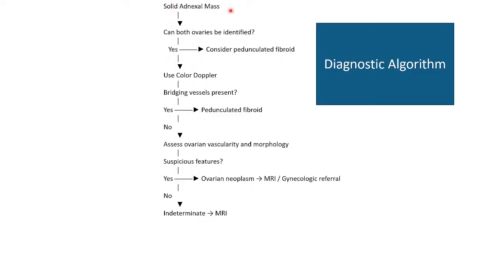Solid adnexal mass: can both ovaries be identified? So you're asking yourself the questions and answering them. Yes or no? If both ovaries can be identified, then consider a pedunculated fibroid. If not, use color Doppler. Bridging vessels present? If yes, it's a pedunculated fibroid. If no, assess ovarian vascularity and morphology. Are there any suspicious features? Yes, then ovarian neoplasm, MRI or gynecology referral. If no, then indeterminate, then go for an MRI.